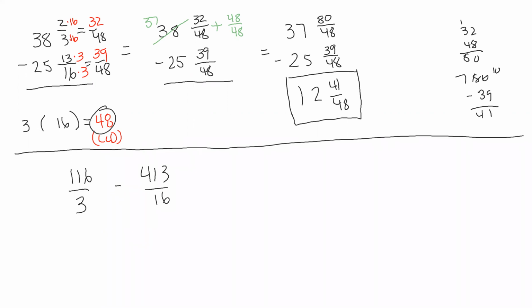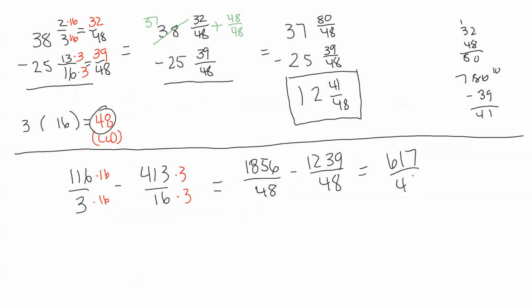We already know the LCD is 48, so I'd multiply top and bottom of the first fraction by 16, second fraction by 3. So let's see, 116 times 16, we get 1856 over 48. 413 times 3, we get 1239. And I've used a calculator for all of this, okay? Now 1856 minus 1239, we get 617 over 48. We then would have to take the steps to convert that to a mixed number.